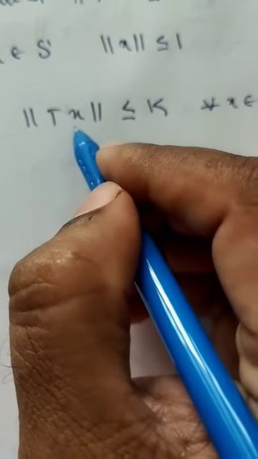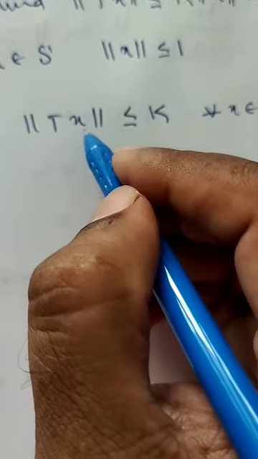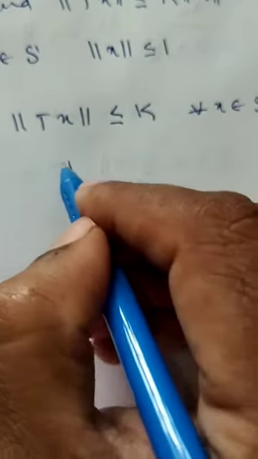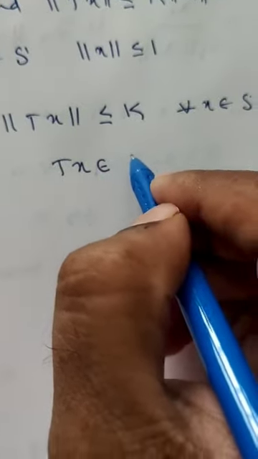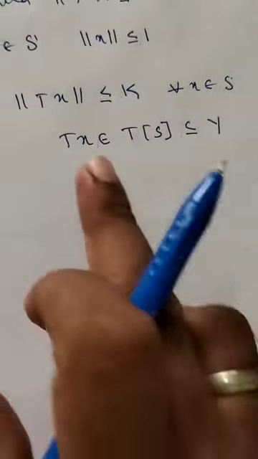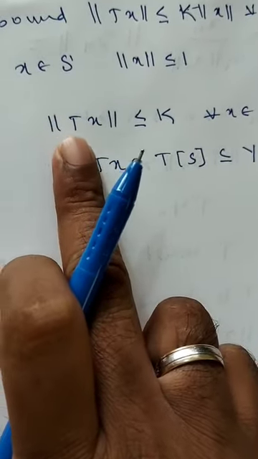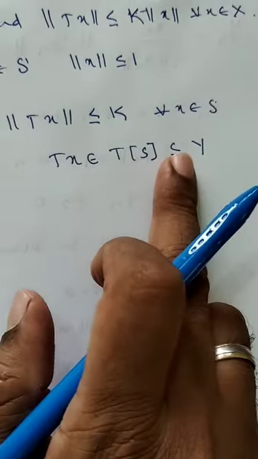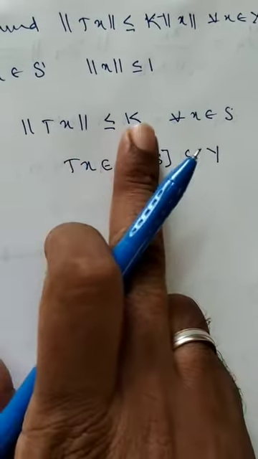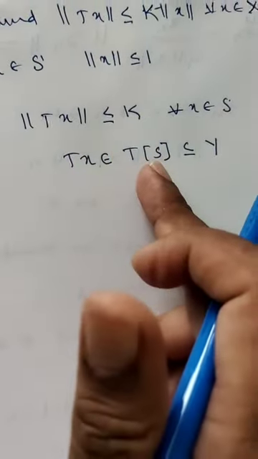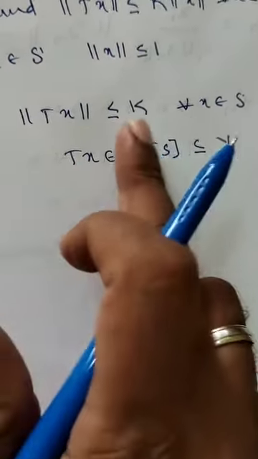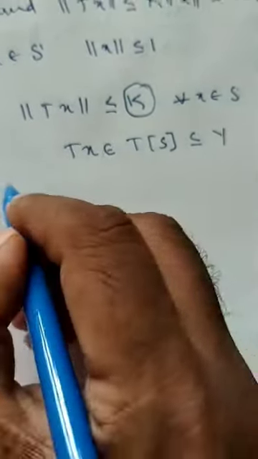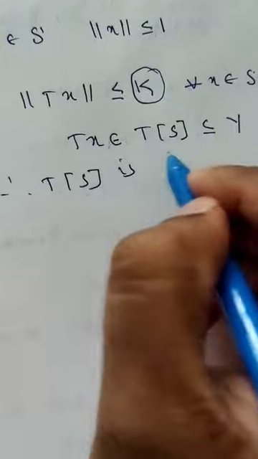Now, the norm of T of x. What are T of x? T of x are elements of T of S. If x belongs to S, T of x belongs to T of S, which in turn is contained in Y. For every element of Y belonging to T of S, the norm of T of x is less than or equal to K, which means the set T of S is bounded. It is bounded by the bound K. Therefore, T of S is bounded in Y.